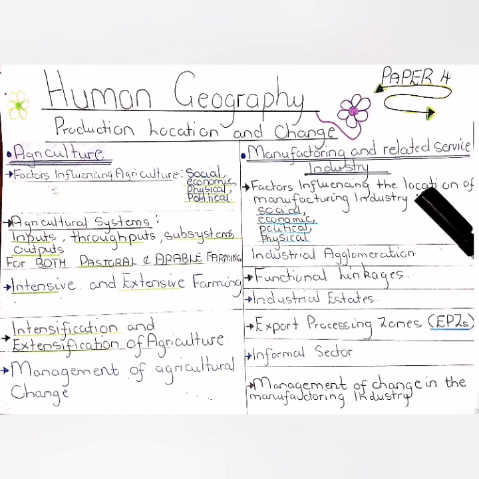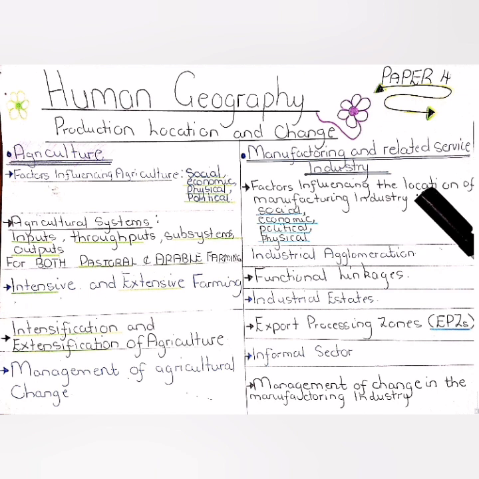We're going to start off with human geo, which is paper 4, with production, location and change, which is split into agriculture and the manufacturing and related service industry. For agriculture, you are expected to know the factors that influence agriculture, agricultural systems, intensive and extensive farming, intensification and extensification of agriculture, and the management of agricultural change, which is usually case study based.